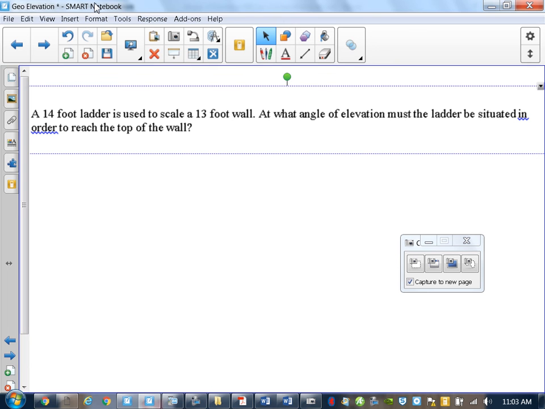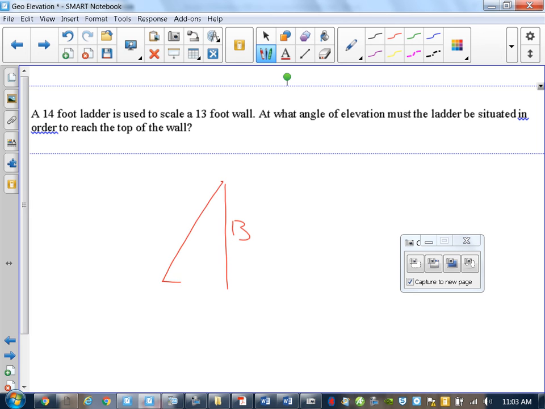Now, real quick, when you draw this, 14 feet is the ladder. 13 feet is the wall. So if the wall is 13 feet, don't ladders lean against walls? Yeah, sometimes. So which part is the 14? This is the hypotenuse one.